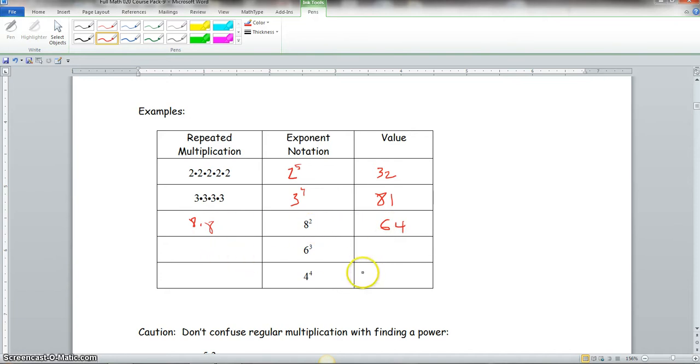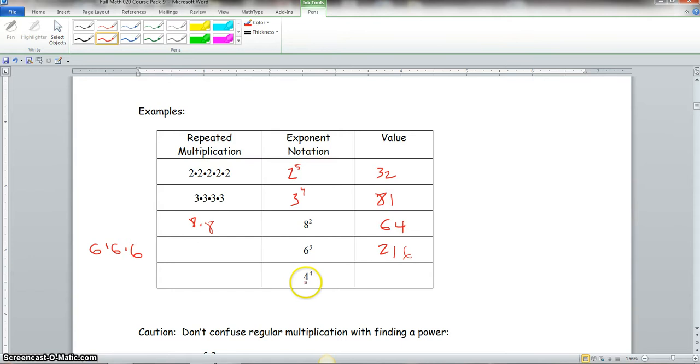Now, what I'm going to do for the next 2 problems here, I'm going to write on the outside of this box here, of this chart, because if you notice, the numbers are scrolling down. So here, we have 6 to the 3rd power. The repeated multiplication would be 6 times itself 3 times. 6 times 6 times 6. Okay, now, to get our value, 6 times 6 is 36, and 36 times 6 is 216. So we could write 216 for our value.